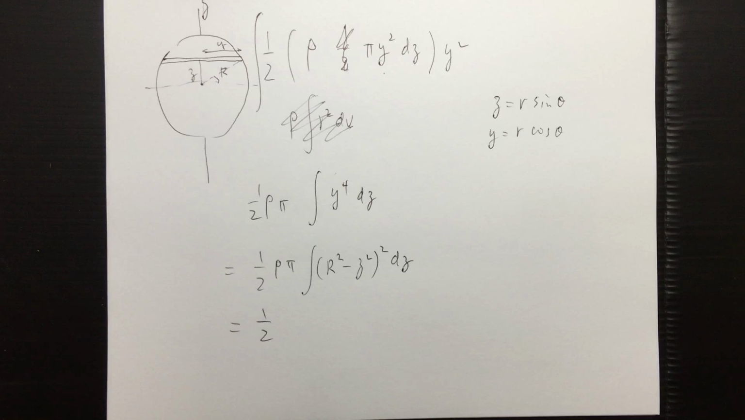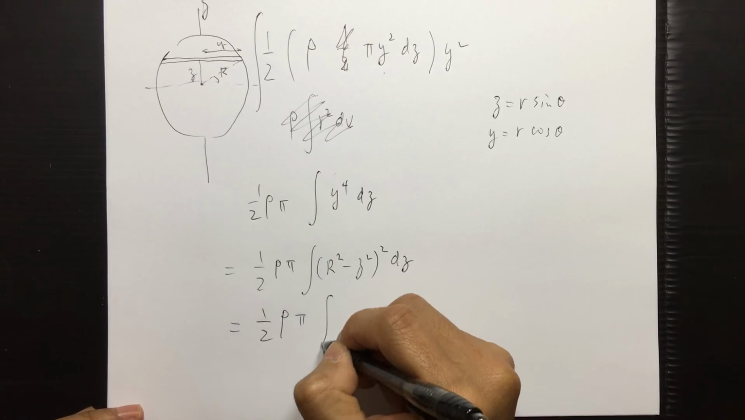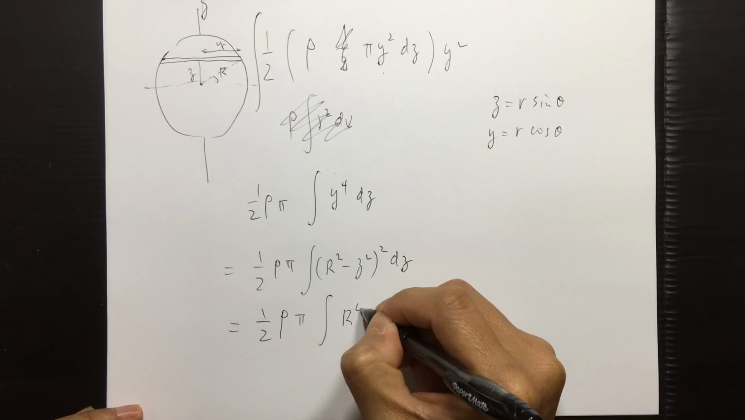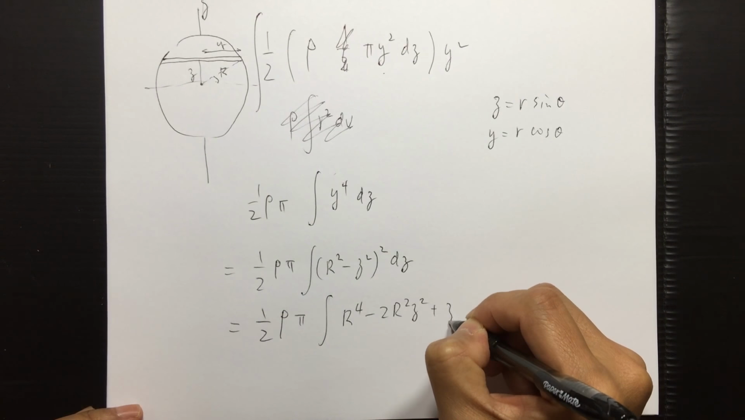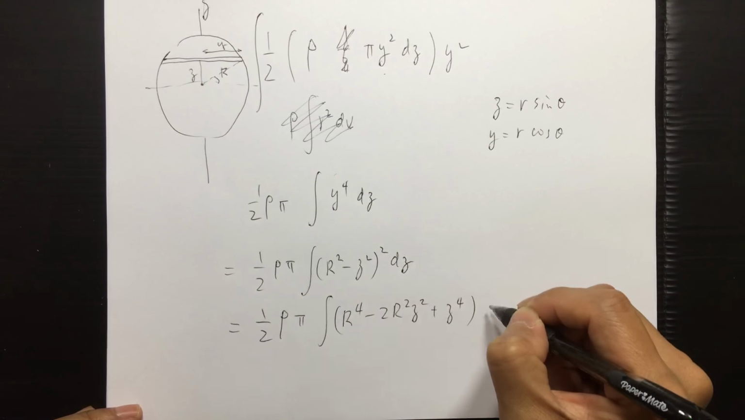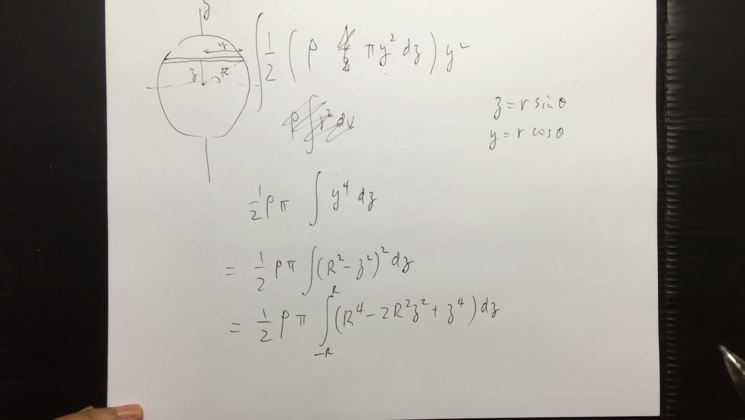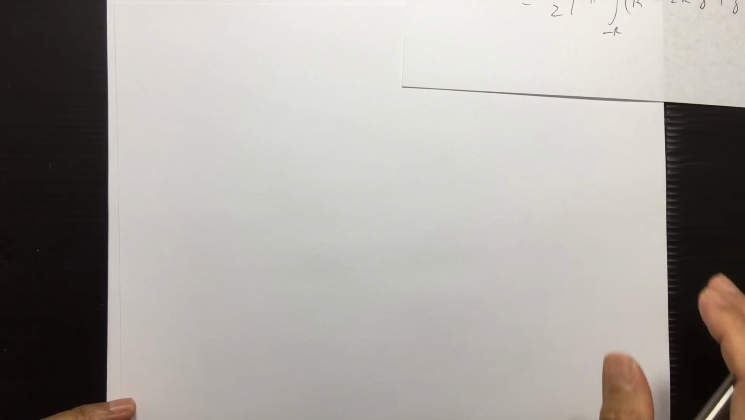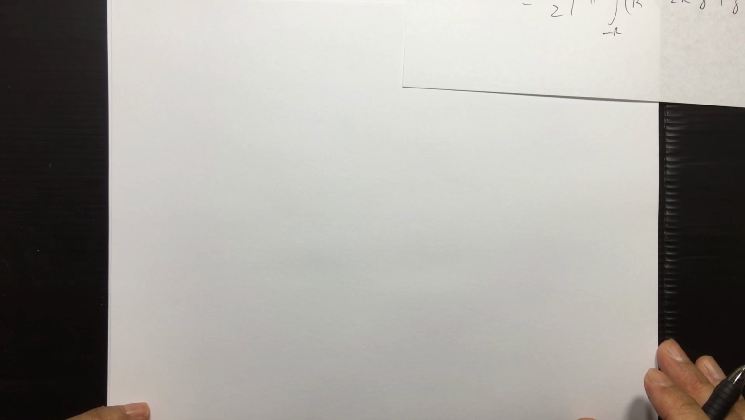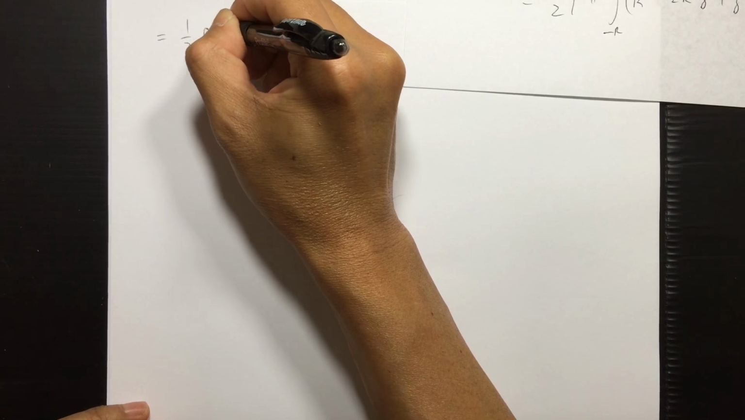All right. We're looking at this. Now we open this up. This is just the dumb thing to do. So R^4 minus 2R^2 z^2 plus z^4. That's why I want you to do it, because it's just dz. This occurs from minus R to R, right? Okay, we're gonna just look at this. So, do we write another? Sure. Another time, okay. Equals half rho pi.